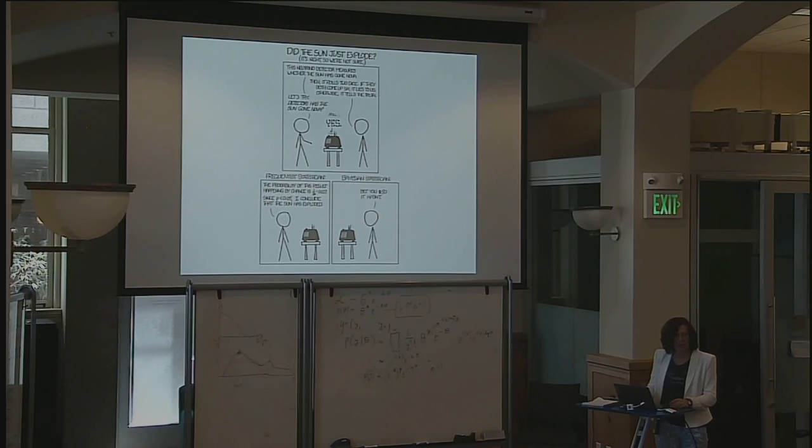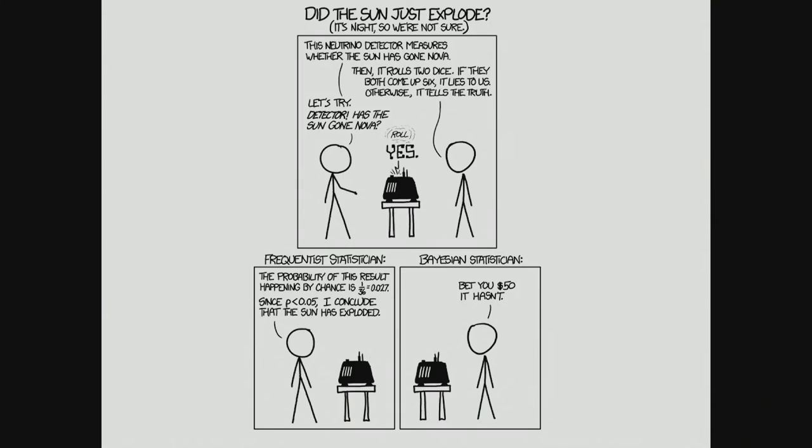This is the cartoon. I think statisticians don't like that cartoon because it's not really correct in many ways, but it's the XKCD cartoon about Bayesians and frequentists. So the neutrino detector measures whether the sun has gone nova. Then it rolls two dice. If they both come up six, it lies to us. Otherwise, it tells the truth, right? So let's try the detector. Has the sun gone nova?